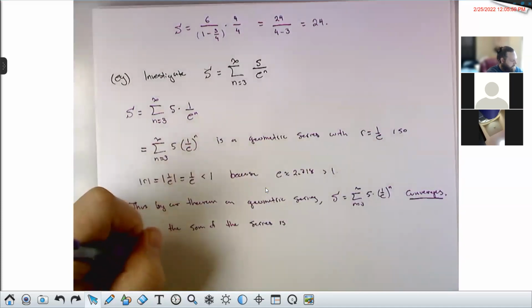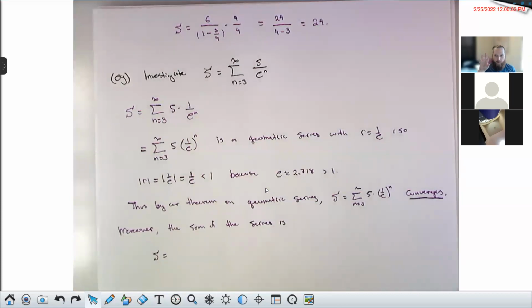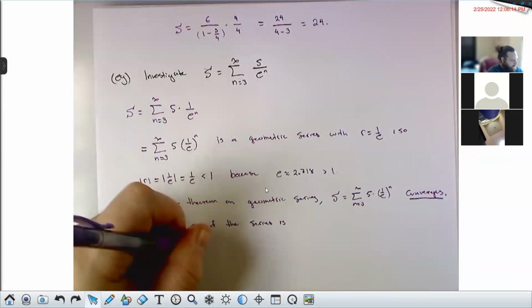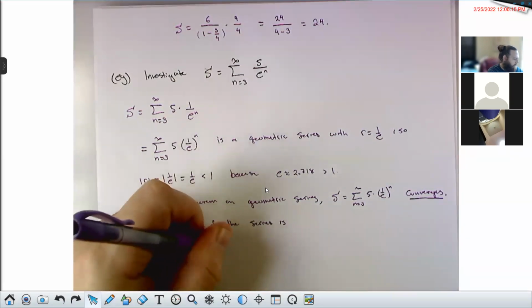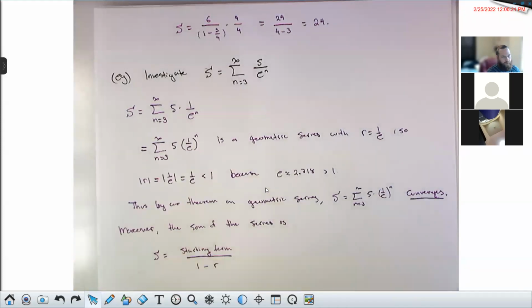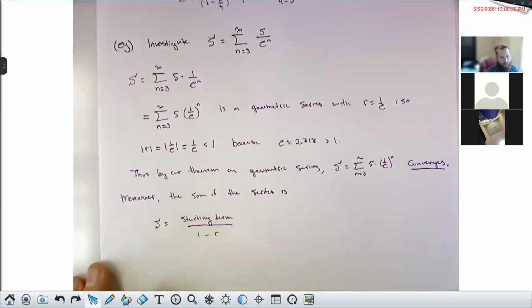is S equals. Now here's where if you use the a over 1 minus r formula that you'll find in the book and in so many places online, you get boned. You take the starting term and divide by 1 minus r and you're Gucci. The whole a over 1 minus r thing only works if your series starts at 0. Here, what is the starting term?